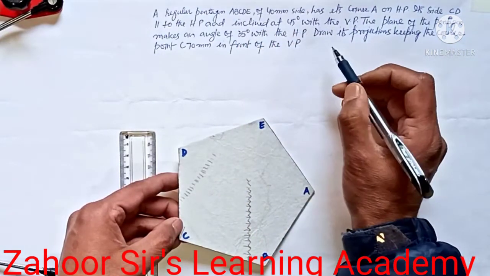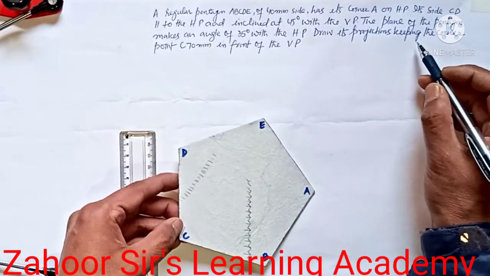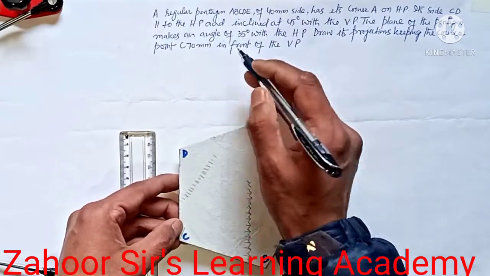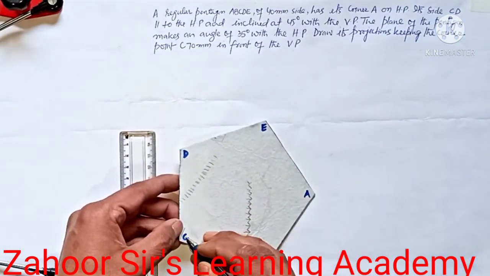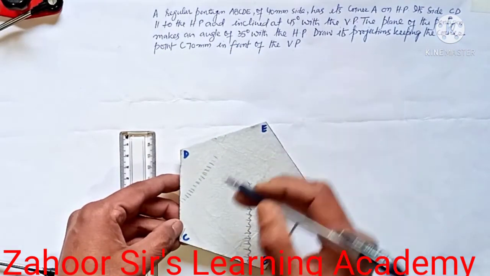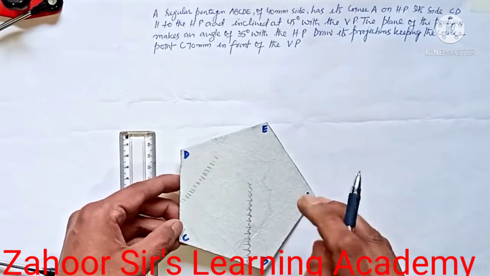I will make you understand what it means. Draw its projections keeping the corner point C in front of VP, at 70 mm away from the VP. So this is the question.